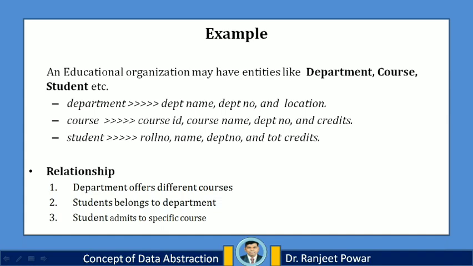If you have keenly observed above mentioned entities, in course entity there is a department number field which indicates that there is a relationship between these two. Means department offers several courses, or we can say courses belong to the department, and there is a relationship between student and course. Students take admissions to specific course in the department.